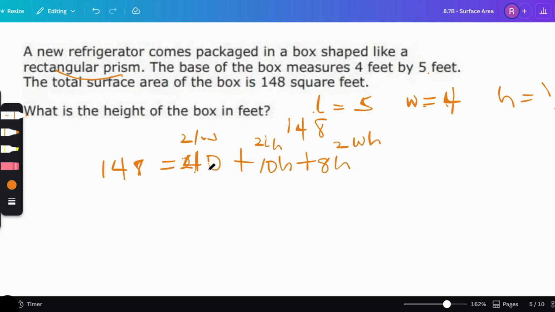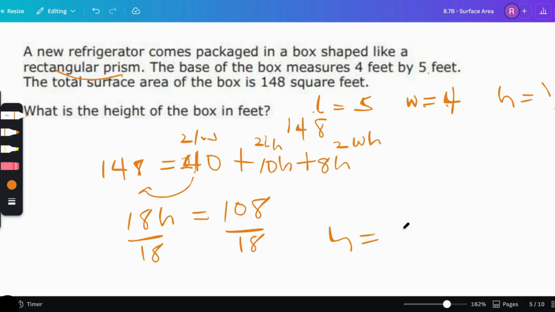So now we can find H. Let's first bring 40 here. So we'll be having 18H equal to, when we subtract 40 from this, it will become 108. And we divide both sides by 18. So when we divide both sides by 18, H will be equal to 108 divided by 18. That will be 6. So the height will be 6 feet.